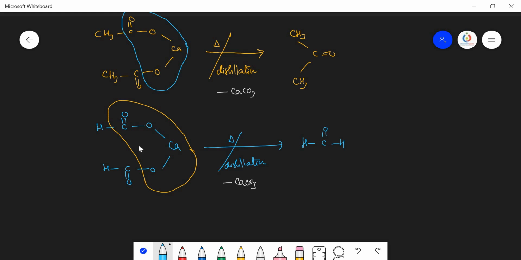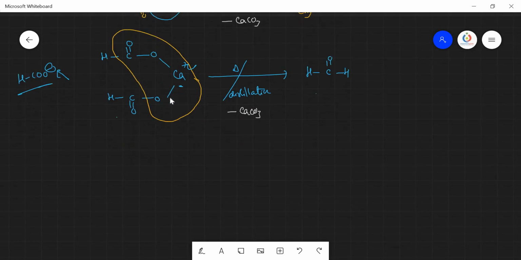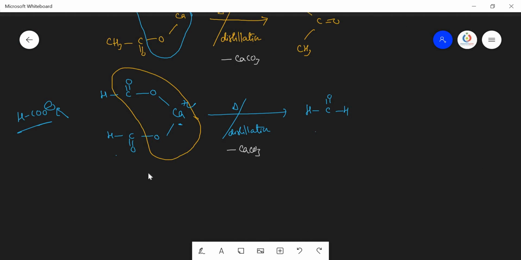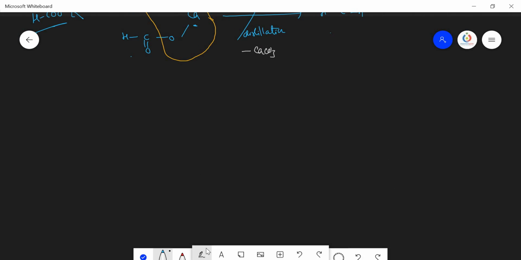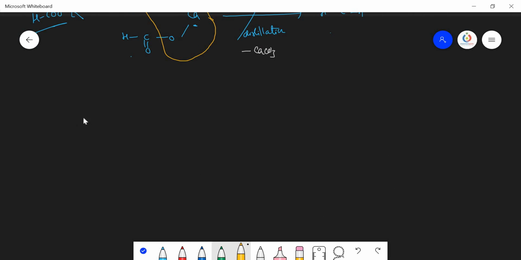This is calcium formate, because HCOO minus is the group. The two groups are connected to the calcium because calcium valence is +2, and here the valence of each group is -1, so two are required. Calcium formate gives formaldehyde, calcium acetate gives acetone. Then what happens if both are combined, calcium acetate as well as calcium formate? Then you see this is the product.